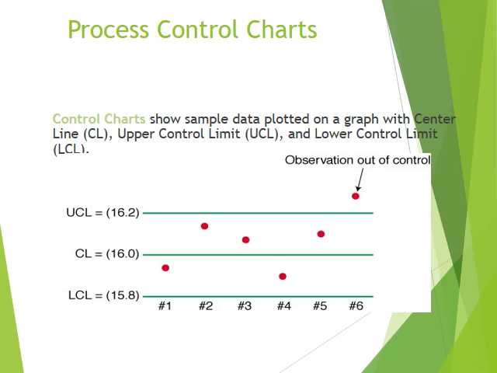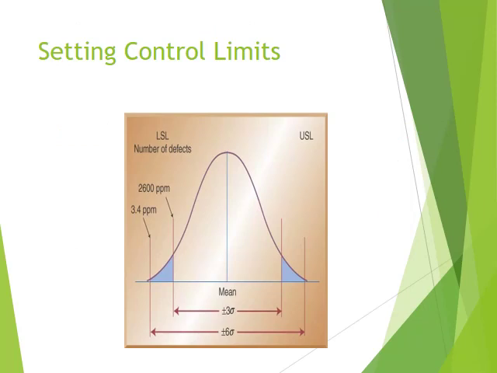Okay. Process control charts. Control charts show sample data plotted on a graph with center line CL, upper control limit UCL, and lower control limit LCL. Okay, this is an example of a process control chart. They have a plotted observation that is out of control. Okay, this is the graph of setting control limits.